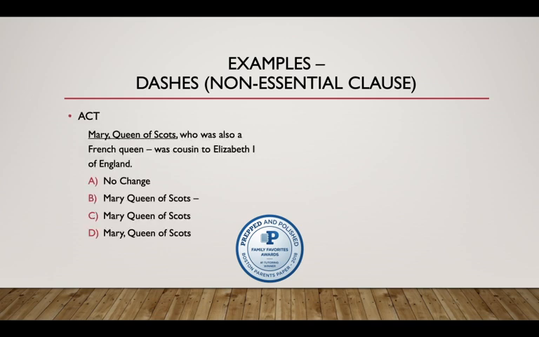Now, an ACT problem. "Mary, comma, Queen of Scots, comma, who was also a French queen, dash, was cousin to Elizabeth I of England." Okay, now this is, in my opinion, an easy pickup. Why? Well, there's already a dash being used. So I am very careful of why there is a dash. Not in the underlined portion, but in the ununderlined portion. That should be, for everyone out there, your hint.